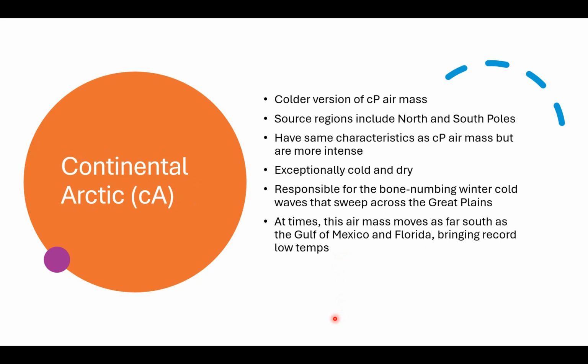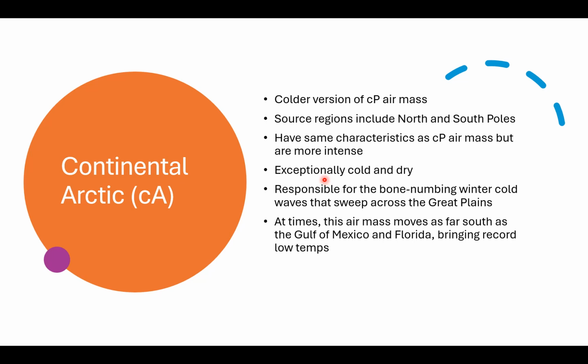Continental Arctic air, abbreviated with the lowercase c and the capital A. This is a colder version of a CP air mass. The source regions for continental Arctic air include the North and South Poles. This is extremely frigid air in the wintertime. And by the way, you're only really going to see this in the Northern Hemisphere in the wintertime. Continental Arctic air has the same characteristics as CP air mass, but is more intense.